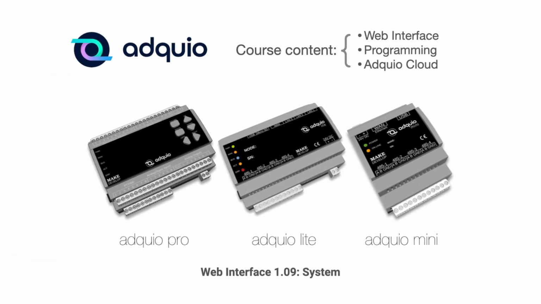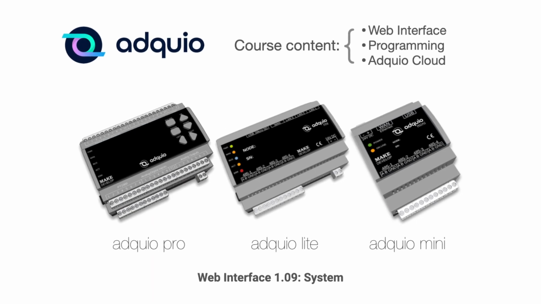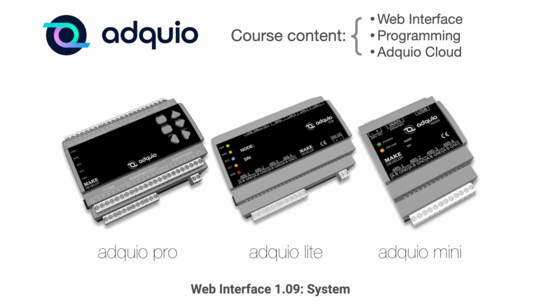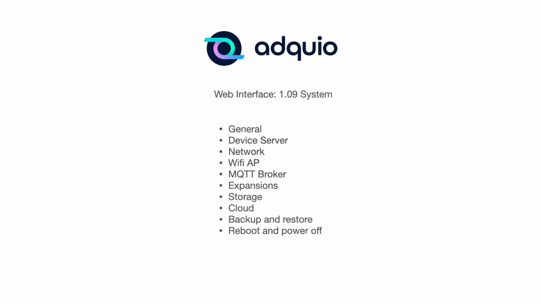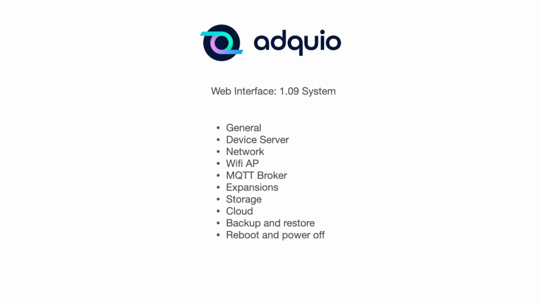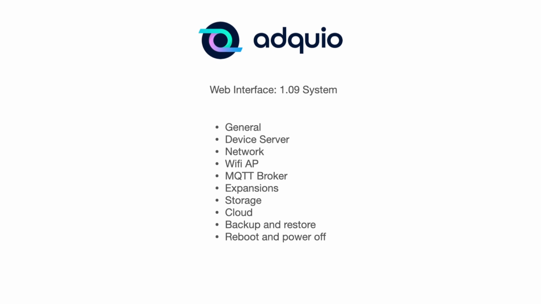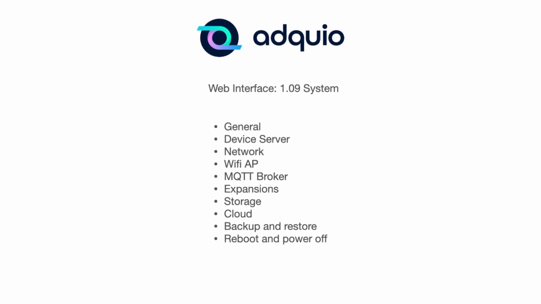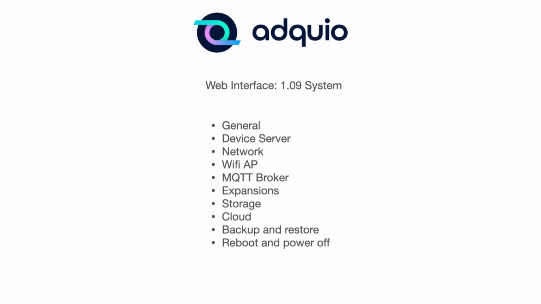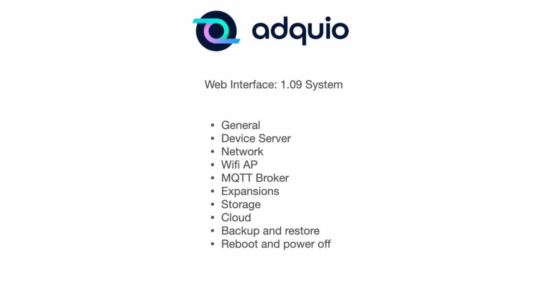Welcome to the 9th and last chapter of this module of the Adquio web interface. This time, we are going to talk about the system menu. To do this, we are going to see it in 10 points: General, Device Server, Network, Wi-Fi AP, MQTT Broker, Expansions, Storage, Cloud, Backup and Restore, Reboot and Power Off.